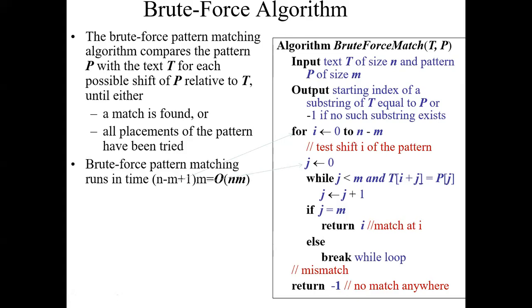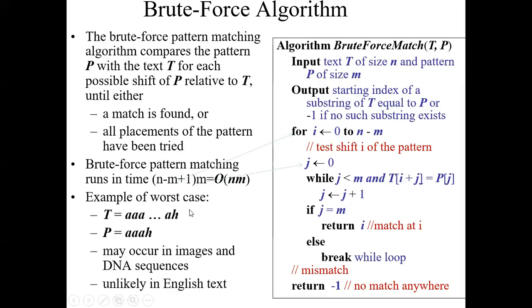So this we have already discussed, that there are 2 loops. So the complexity when we bound it is n into m, and this is the worst case. As I said in the previous example too, if the pattern comprises those 8 A's or 6 A's, that will be the worst case. And this worst case might occur in any image wherein there is a match in the end, or there might be a mismatch in the end, where only the last particular pixel is differing, or in any DNA sequence. It is not likely in English text.